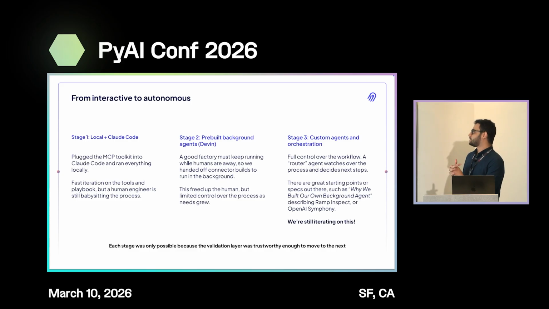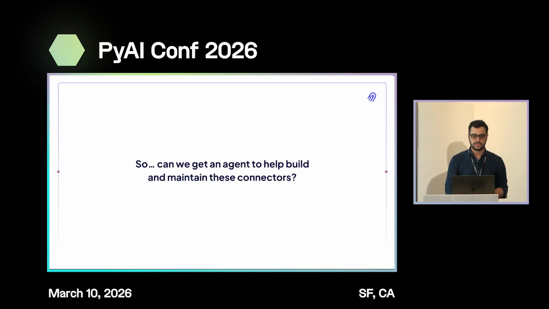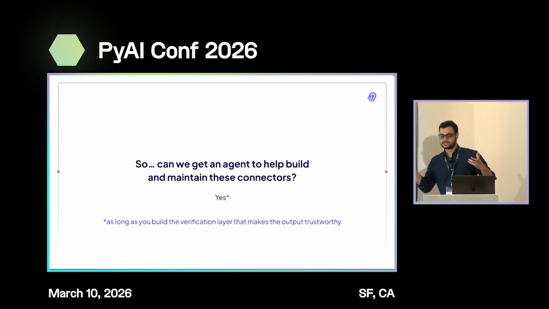What I'll call out, though, is that you can start local and graduate to something more autonomous as you go along. Each graduation to the next stage is really only possible when the validation layers and checks that you have in place are trustworthy enough that you feel confident in letting go of more control. And so we asked ourselves at the start of this, can we get an agent to help build and maintain these connectors? For us, the answer became yes, as long as you build those verification layers that make the output really trustworthy. It's those trust boundaries and constant checks that make you confident about shipping this.